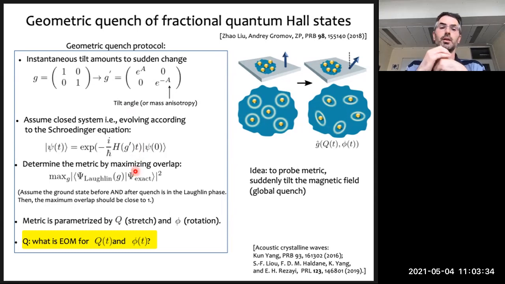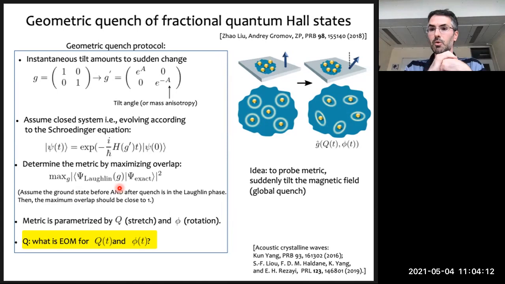So how do we do this? So we did it by brute force at first, which is basically you take your exact time-evolved state at some time, and then you look for the maximum overlap with an entire family of Laughlin states for all kinds of metrics G. Okay, so we can generate a family of Laughlin states with arbitrary metric G, and then we essentially variationally go through all the members of that family, and we find the one that has the best overlap with our time-evolved state.